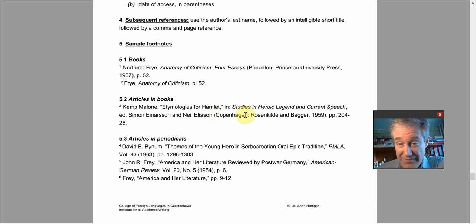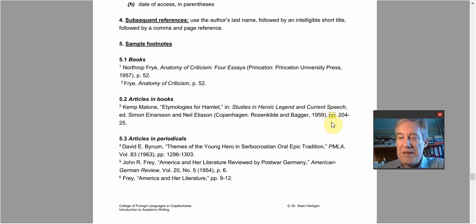Copenhagen. It's the city. Then we have a colon. The name of the publishing company, Rosenkild and Bagger, comma, the year, and then the pages in the book where this article was located. And if you were quoting from just one page, you would just have that one page there. PP means several pages. So whatever this footnote number 3 refers to, it includes material from 21 pages. Usually in your essay you won't be doing that.